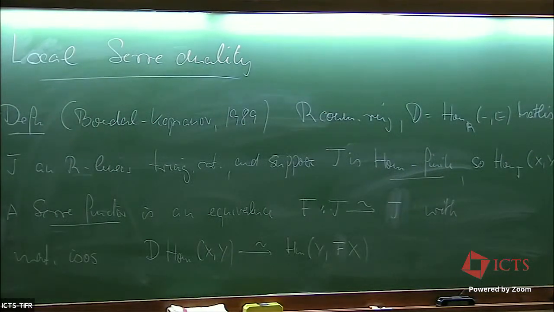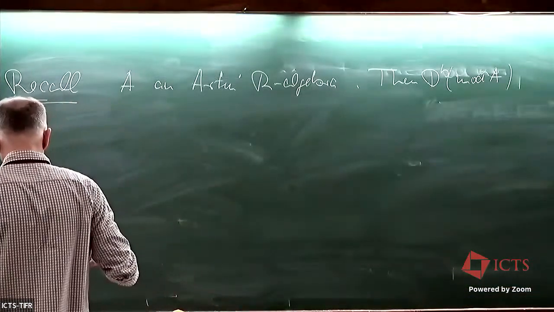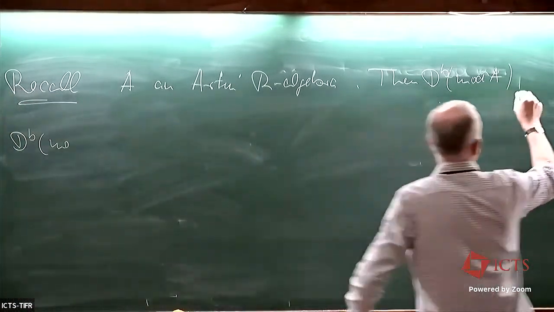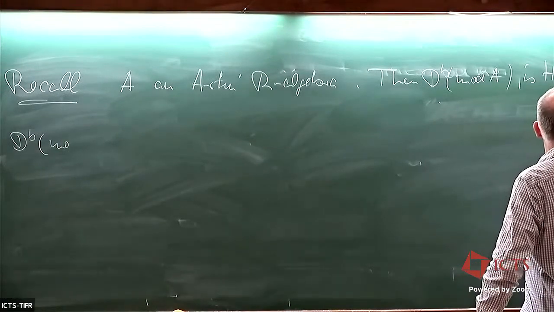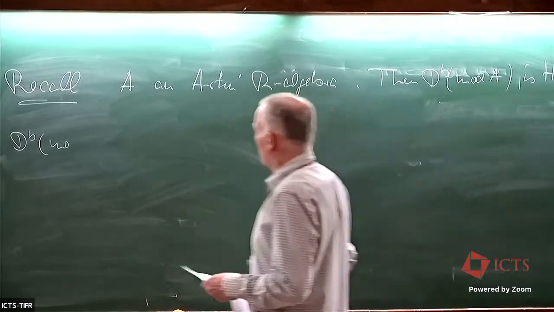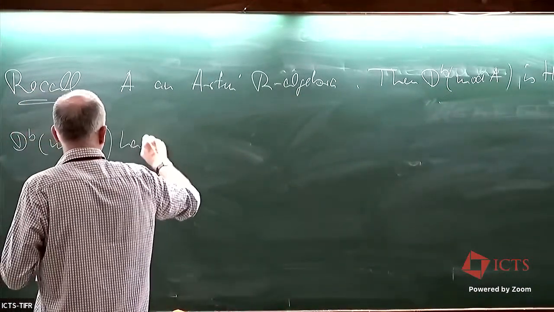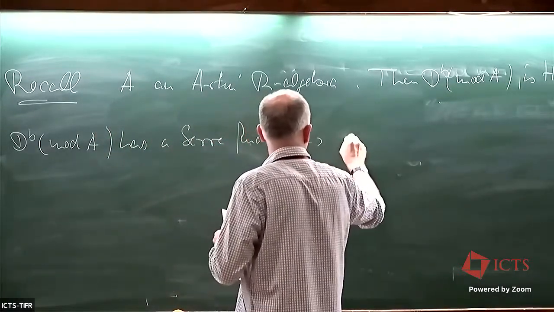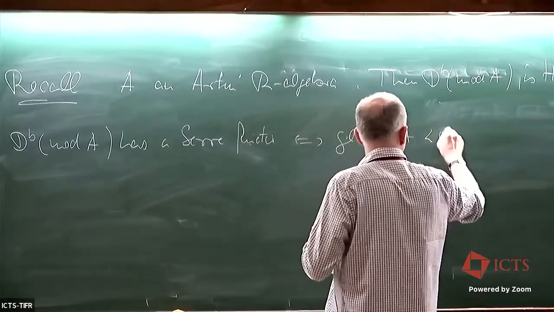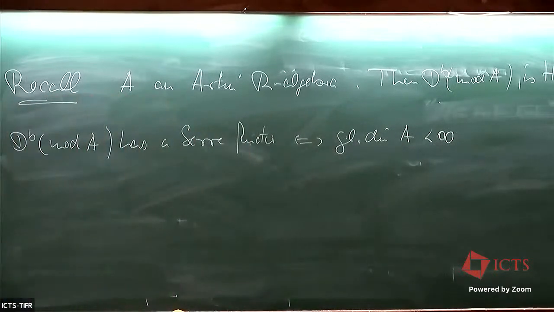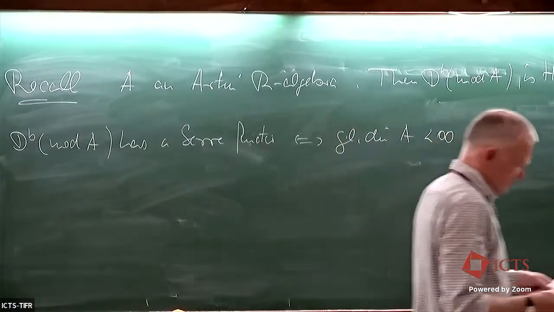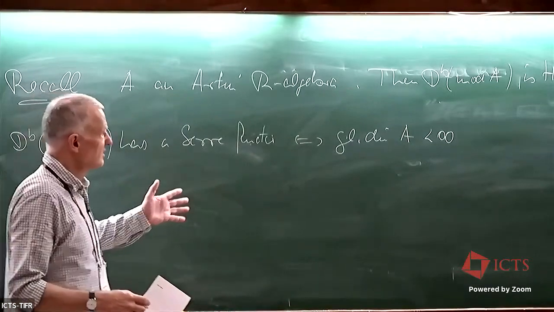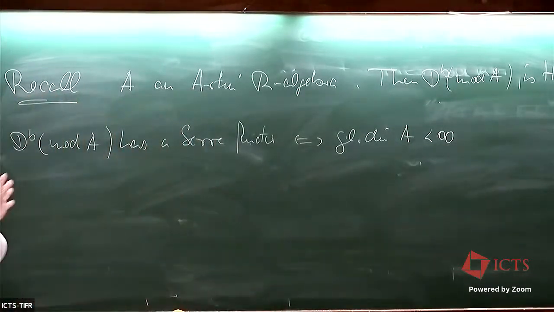So I mentioned that this is a Hom-finite category, and then we have that the bounded derived category is Hom-finite. And D^b(mod A) has a cell functor if and only if the global dimension of A is finite. Now, if we care about group algebras, then this is usually not the case. If the group algebra is not semi-simple, the global dimension will be infinite. And the semi-simple case is somehow the non-interesting case.